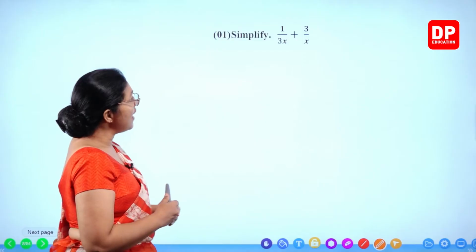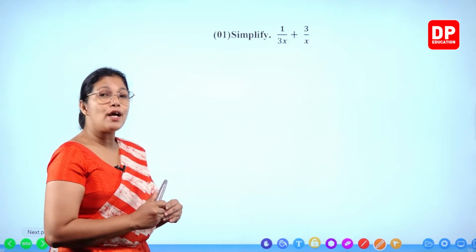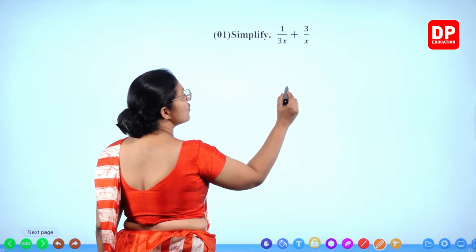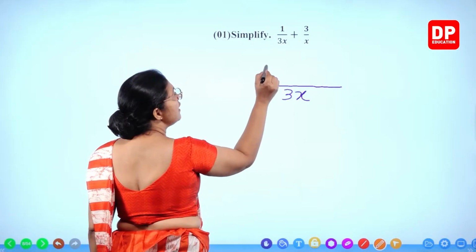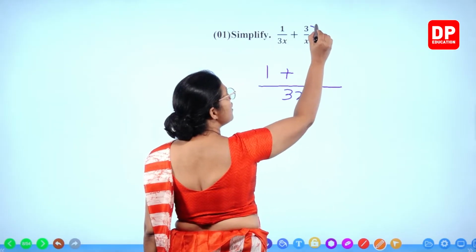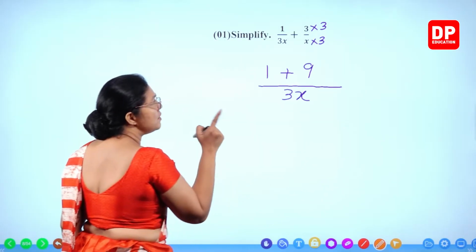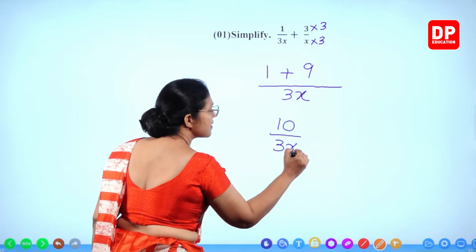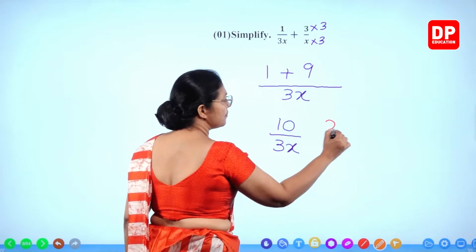Question number 1, simplify algebraic fractions. In this one, the denominators are different, so you have to find the lowest common multiple. What is the lowest common multiple of 3x and x? That's 3x. Convert both to 3x. For the first one, you don't need to do anything. You can write 1. For the second fraction, you have to multiply by 3 to get denominator 3x. So 3 times 3, 9, and denominator 3x. So 9 plus 1, you get 10 over 3x. So you get 2 marks for each question.